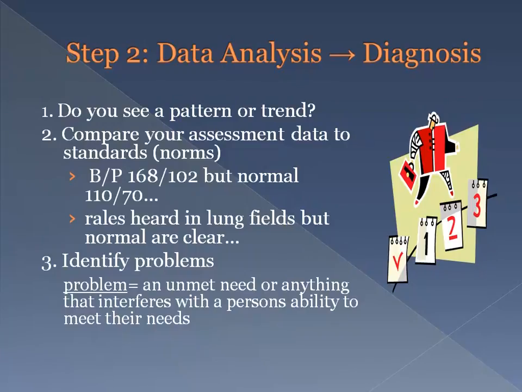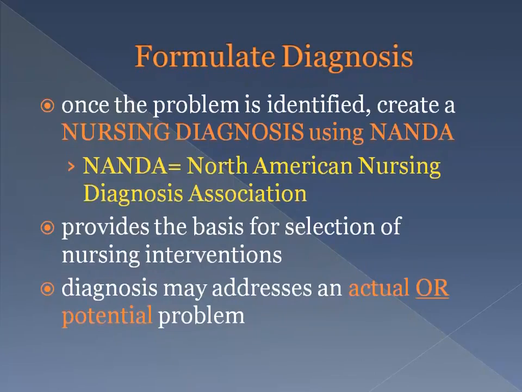Once we've identified problems, which are defined as an unmet need or anything that interferes with a person's ability to meet their needs, then we can formulate our nursing diagnosis. So once our problem is identified, we create a nursing diagnosis using NANDA. NANDA stands for the North American Nursing Diagnosis Association. Using NANDA provides the basis for selection of nursing interventions, and it helps facilitate our creation of a nursing diagnosis as well. Please keep in mind that nursing diagnosis may address an actual, meaning a problem that actually is happening, or a potential problem that could occur.